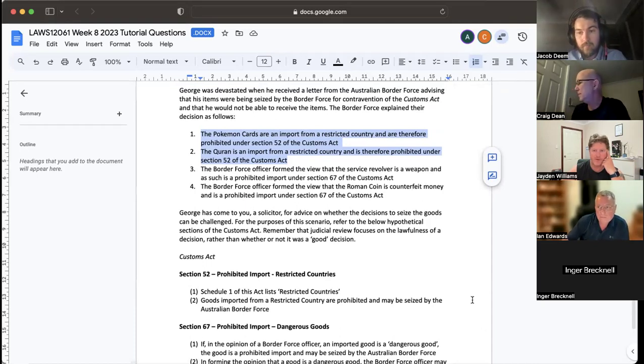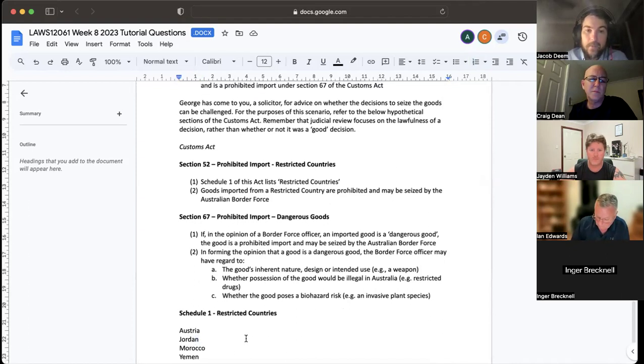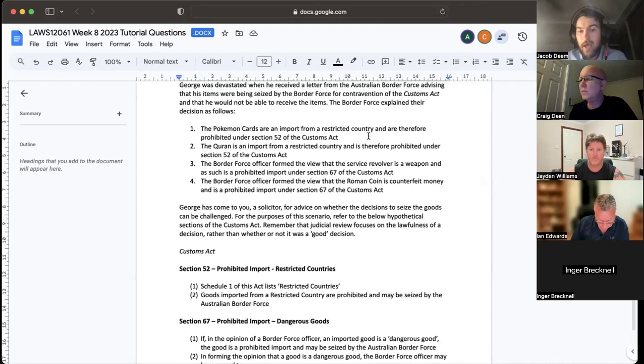Where the items came from. Yep. And whether they form part of the Schedule 1 list of countries. Yep, absolutely. So the key, really, the only difference of any importance between the Pokemon cards and the Quran is where they came from. And thinking about the difference between them, one of them has come from a restricted country, the Quran from Jordan has, whereas the Pokemon cards from Japan have not.